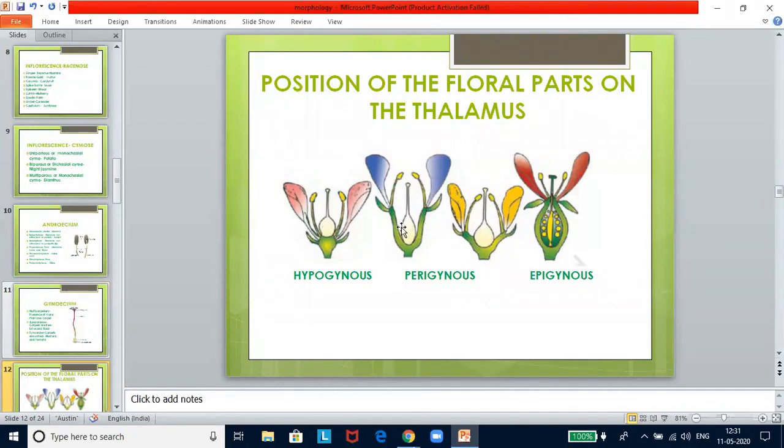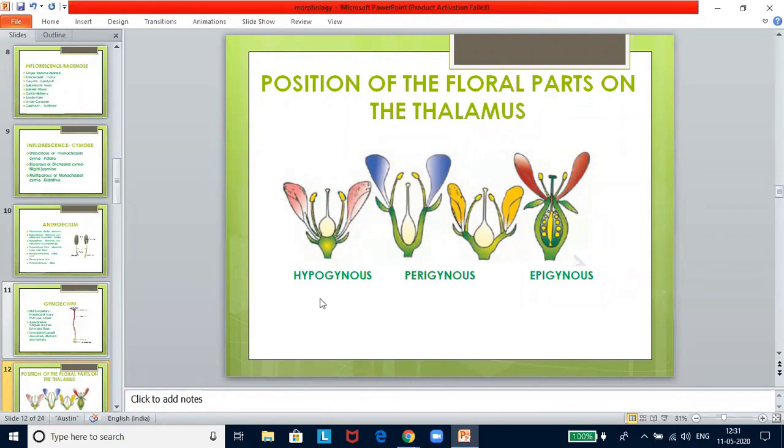Perigynous means at the rim. As a result, some parts may arise above, some parts may arise below, and the ovary is half inferior and half superior. These two conditions are perigynous conditions, and this is epigynous. Epi is above. So the ovary comes down, and above it all the other whorls will arise, and this is what is known as the epigynous condition. Now the ovary is said to be inferior. See, this diagram is very important. They might give you these and ask you to identify which is hypo, which is peri, and which is epi. You can't memorize.